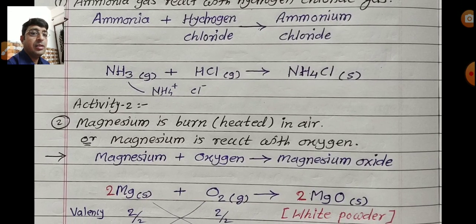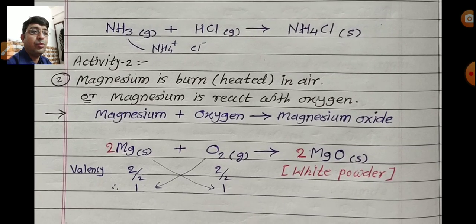Activity 2. The question is asked this way: magnesium is burned or heated in air, or magnesium reacts with oxygen, the meaning is the same. So magnesium reacts with oxygen to form magnesium oxide. I am showing the valency there, check. Magnesium, Mg, has valency 2, and the oxygen atom also has valency 2. So both elements show the same valency, so divide by 2, giving 1 and 1, and do the cross multiplication. So we require only one atom of magnesium and one atom of oxygen, check the arrows, to form the compound MgO.